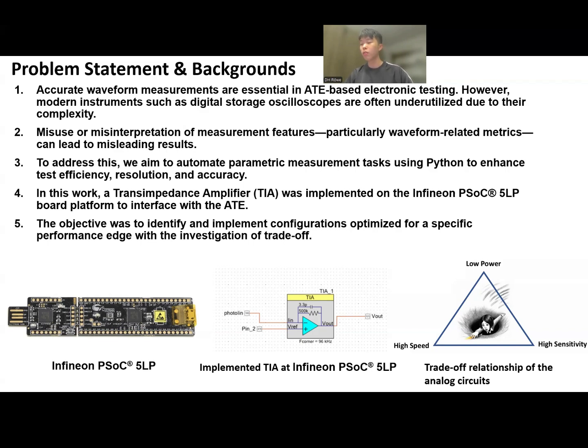To solve this, we developed an ATE measurement system using Python, aiming to improve test accuracy, resolution, and efficiency. The TIA was implemented on an Infineon board, and our goal was to explore design trade-offs and identify the optimal configuration for performance.